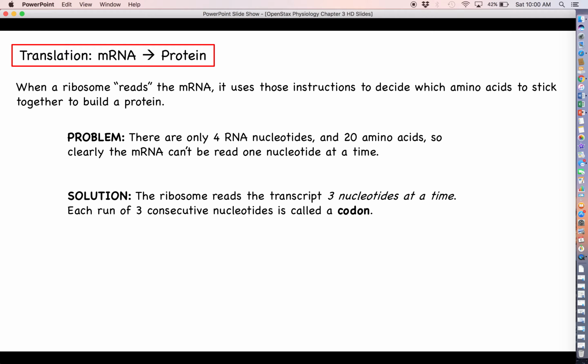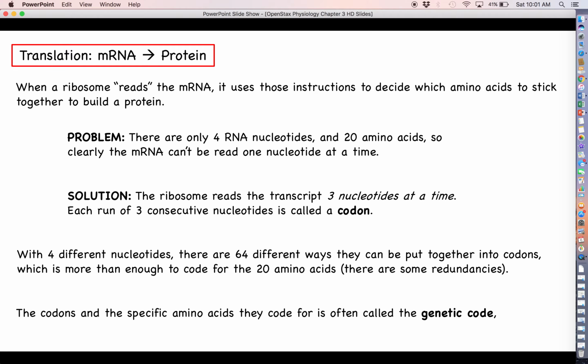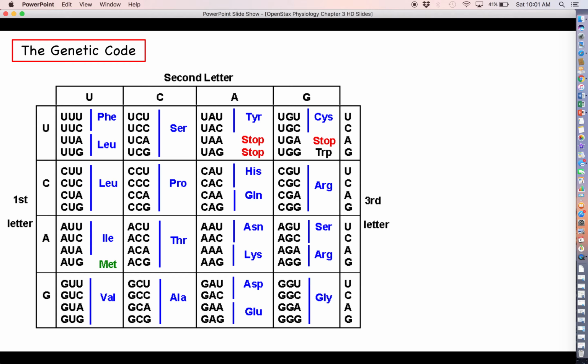Each run of 3 consecutive nucleotides is called a codon, and this actually allows us to account for all 20 amino acids. With 4 different nucleotides, there are 64 different ways they can be put together into stretches of 3 that we call codons, and obviously that's more than enough to code for our 20 amino acids. The extra 44 accounts for a lot of redundancies and some start and stop sequences, as we're going to see here. The mapping of the codons to the specific amino acids they code for is sometimes called the genetic code, which is something you might have heard of before.